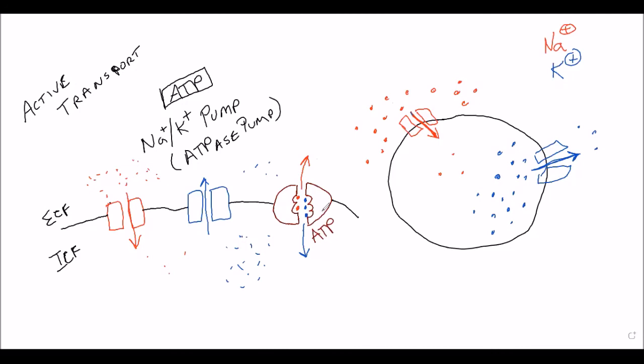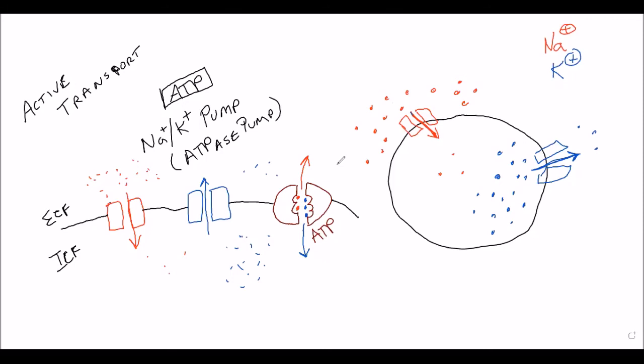Now, why? Let me ask you this. Why is it that we have 3 potassium and not 3 sodium? Or why not 1 sodium and 1 potassium? Why do we have this odd number of 3 here versus 2? Who could answer that? Because we need more potassium inside the cell?